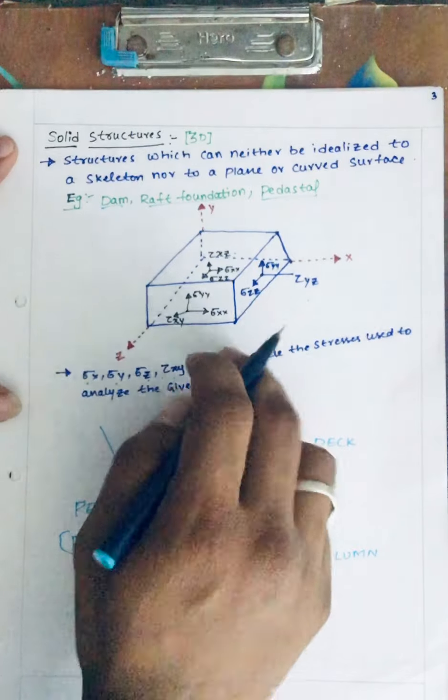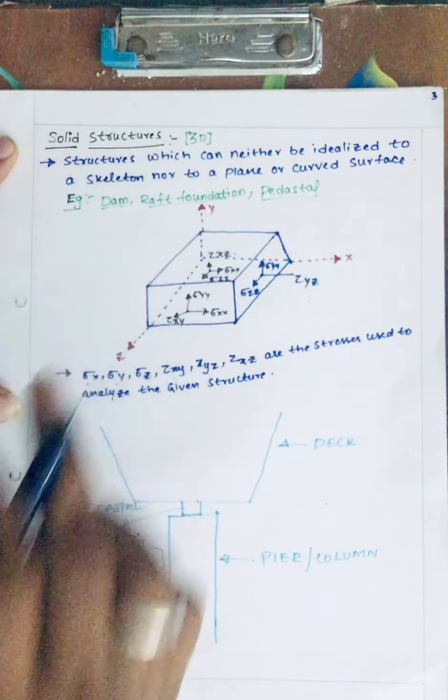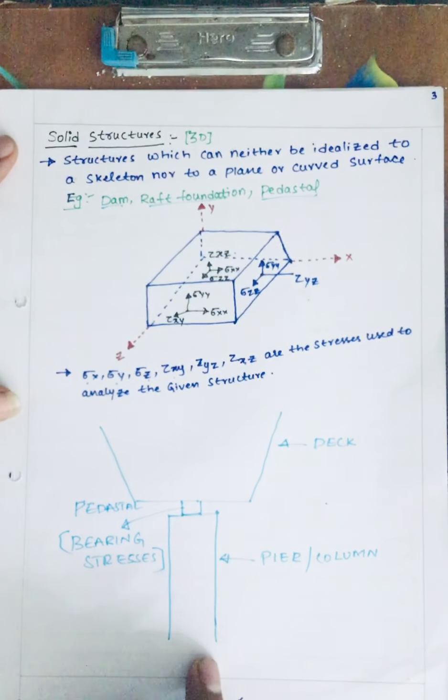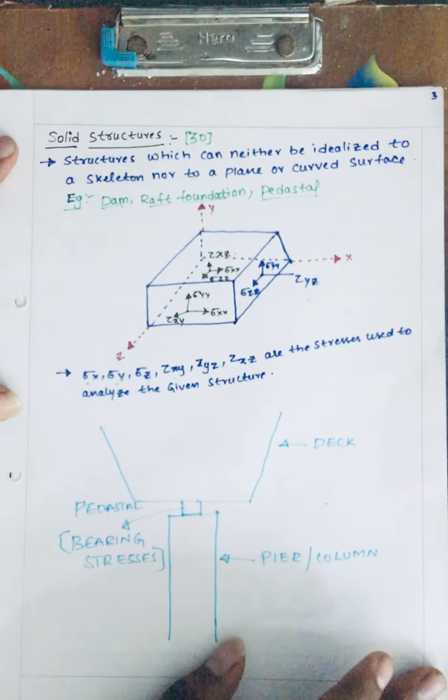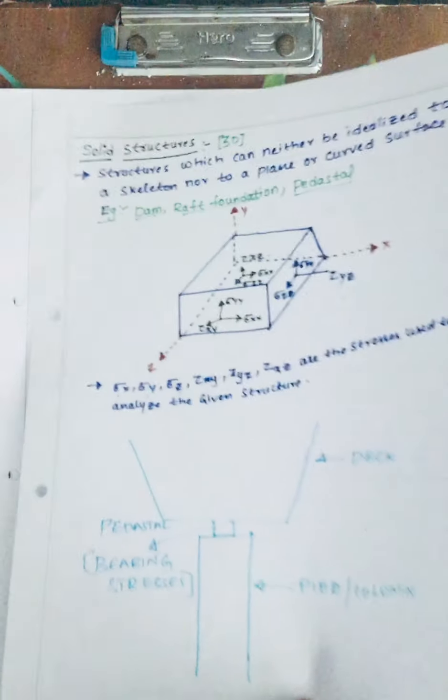Here we have to consider the x direction, y direction and z direction. Whereas a skeletal structure is a 3D structure, thin members or membrane structures, like your slab, are 2D structures. These are the different types of structures.